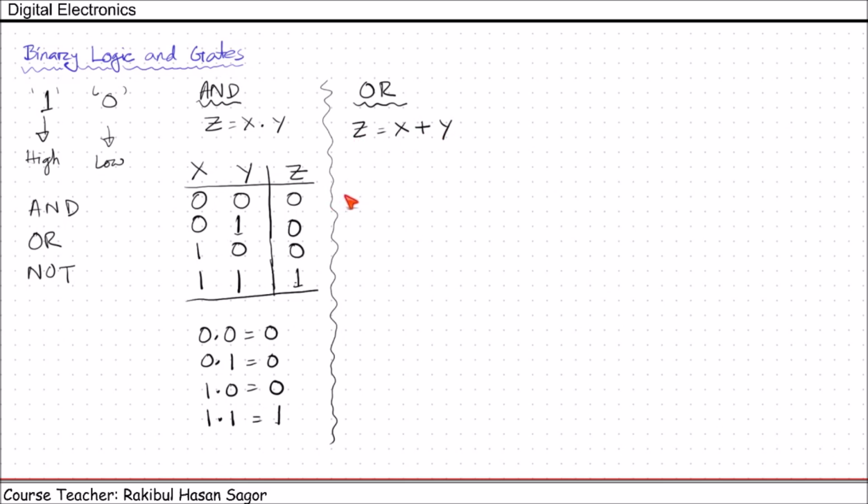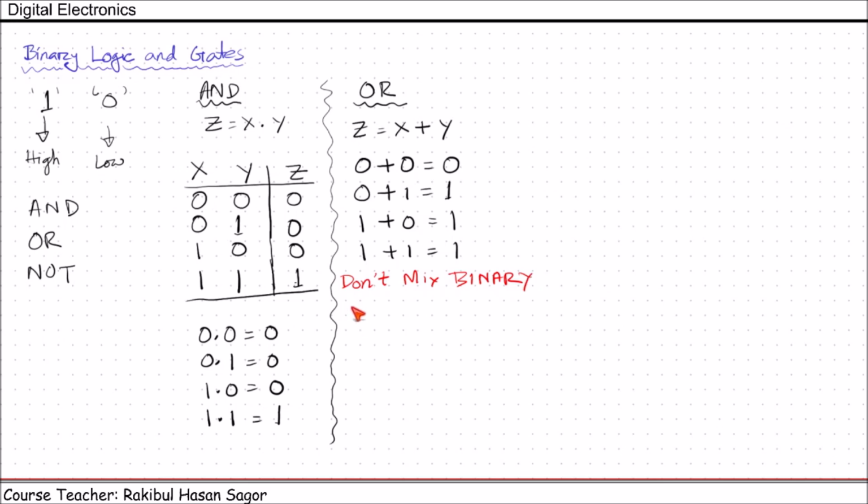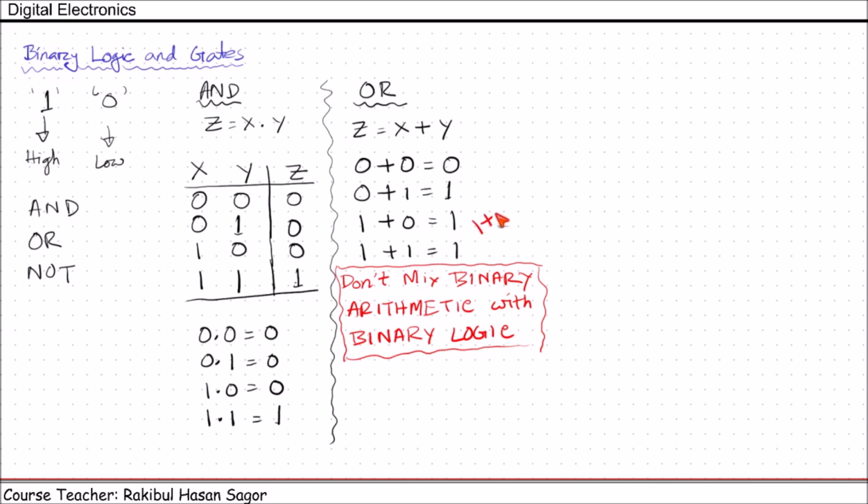So if we write the operation first, we have 0 or 0 will return you 0. 0 or 1 will return you 1. 1 or 0 will return you 1. And 1 or 1 will return you 1. Remember, this is not plus, this is the OR sign. Do not mix up binary arithmetic with binary logic. This is binary logic. So let me write: do not mix binary arithmetic with binary logic. Be very careful about that. In binary arithmetic, 1 plus 1 will return you 10, but in binary logic, 1 or 1 will return you 1.